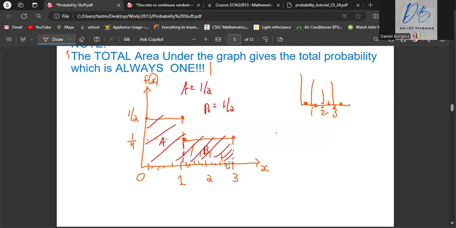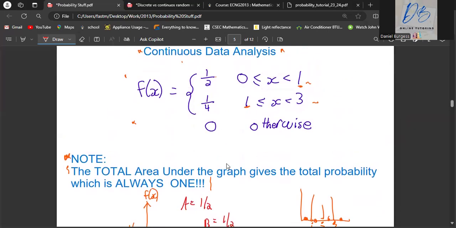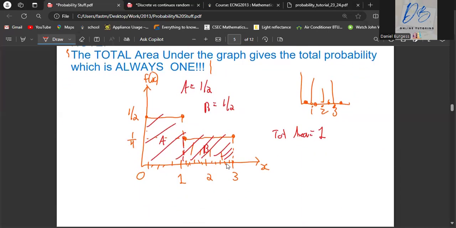So since the total area is equal to 1, and total area equals the total probability, which is always equal to 1, this will be good. Right? But takeaway: continuous will normally give it as a piecewise function. When you sketch the piecewise, you obtain the probability density function. All right, total area on the graph will always be 1. All right, so that should take us into the second video.